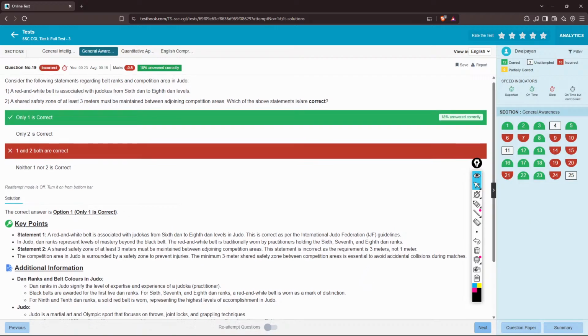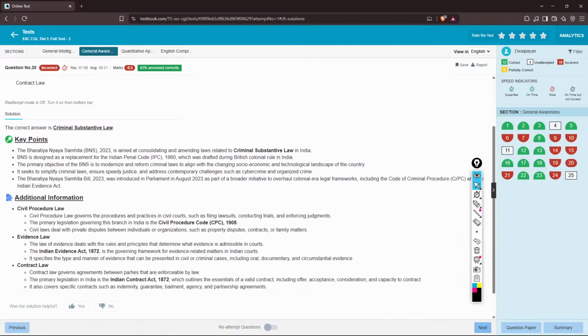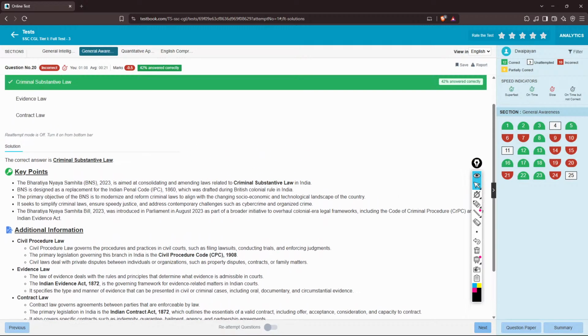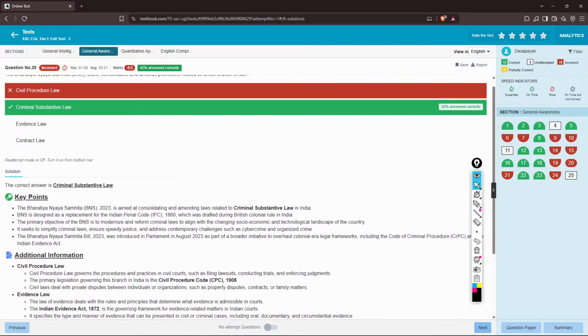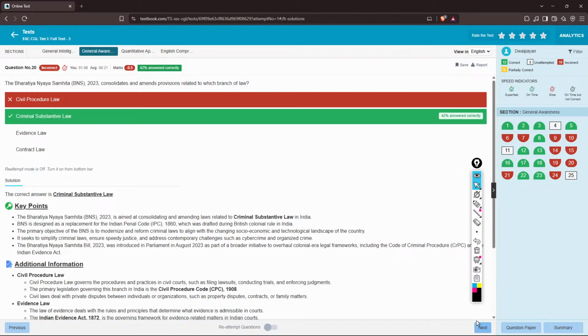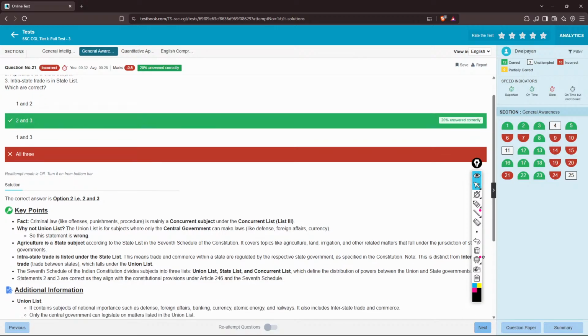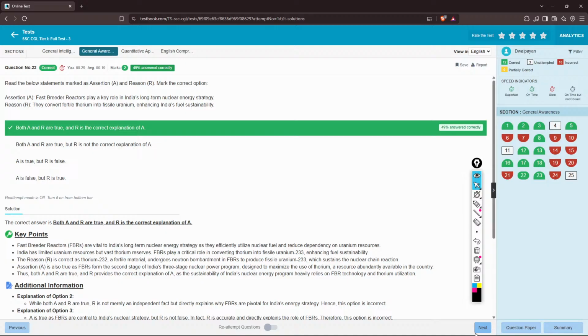Well, not 3 meter, but 1 meter. Excellent. The next is substantive law. Criminal procedure is CPC, Evidence Act, contract law. 2021 was okay. Criminal law is in the concurrent list. Yeah, it's in the concurrent list. Both true.